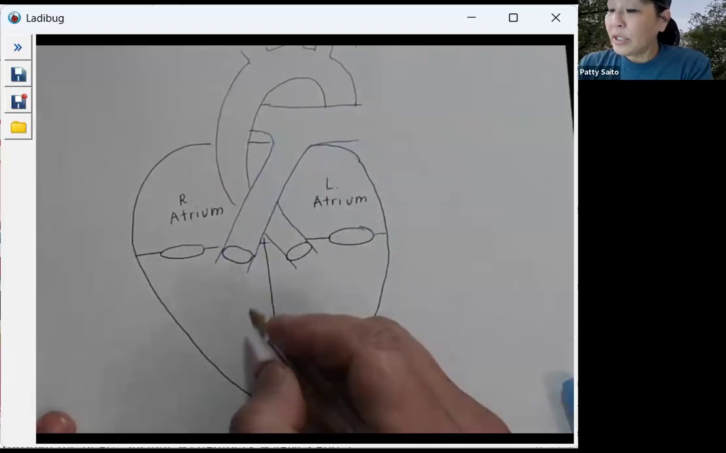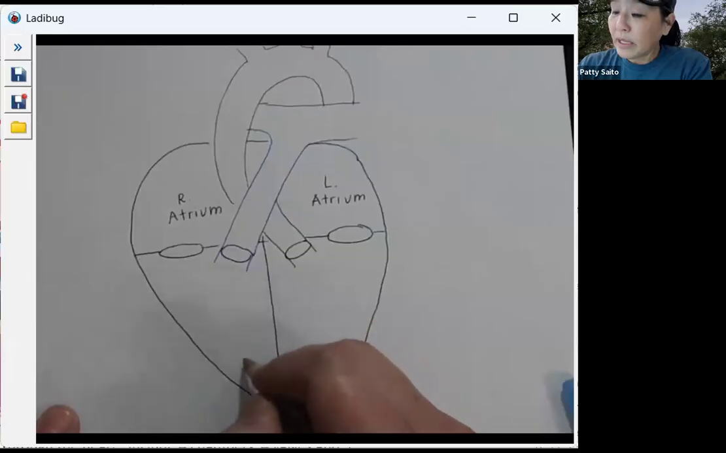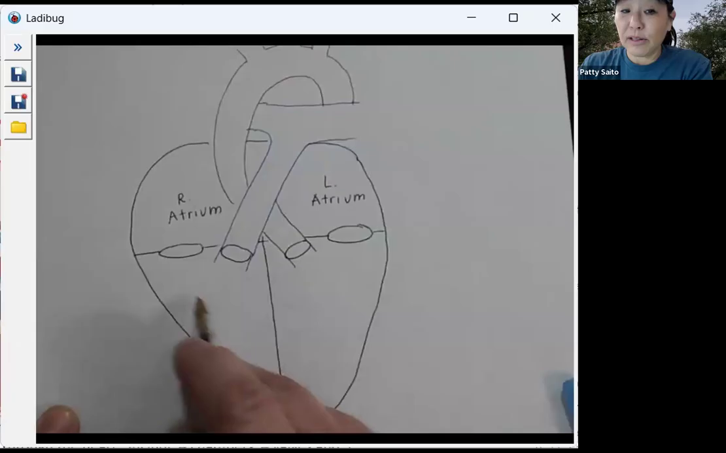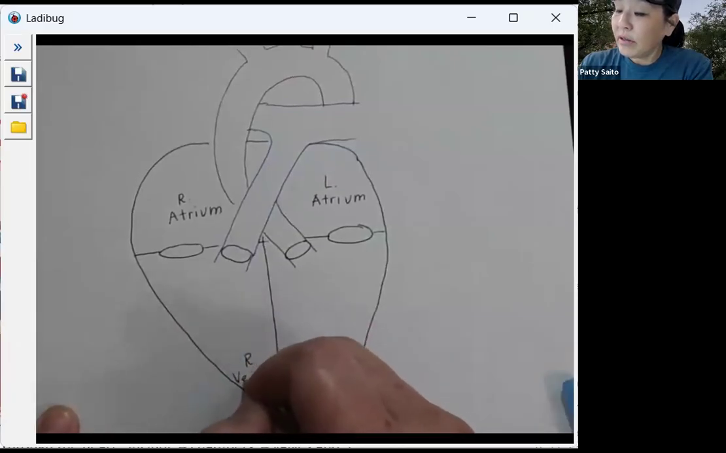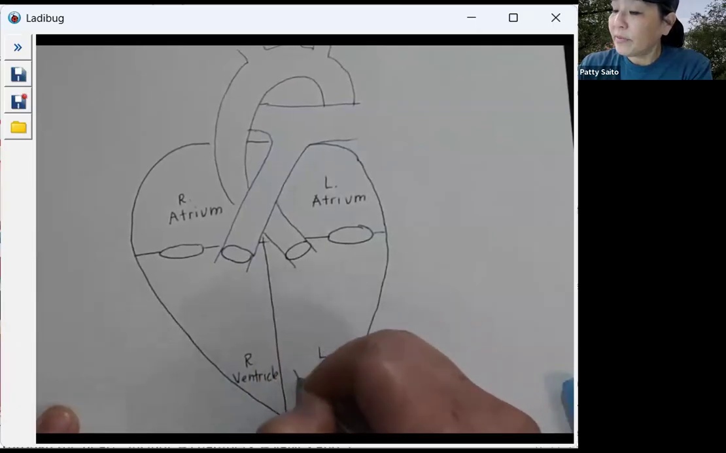Then down here, these two chambers are the ventricles. And I'm going to put my list down here because I'm going to draw some things here. So leave this a little clear. So this is the right ventricle. And this is the left ventricle.